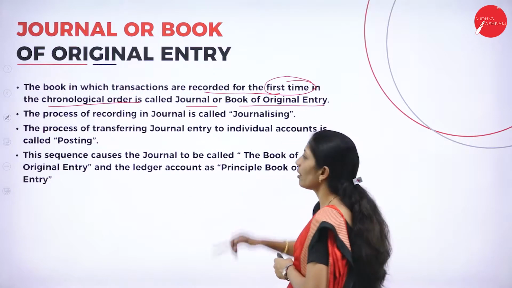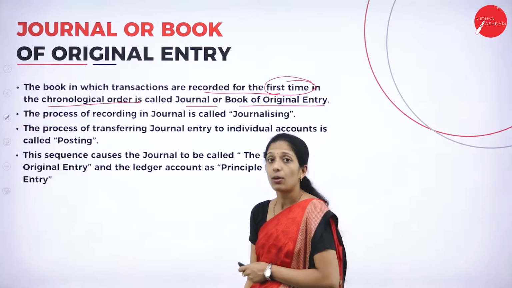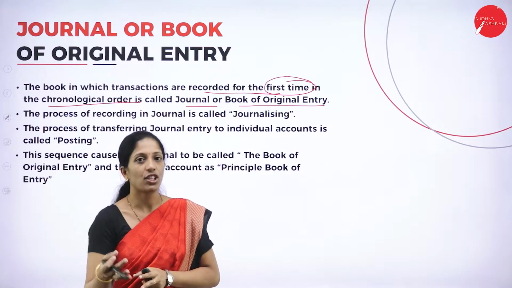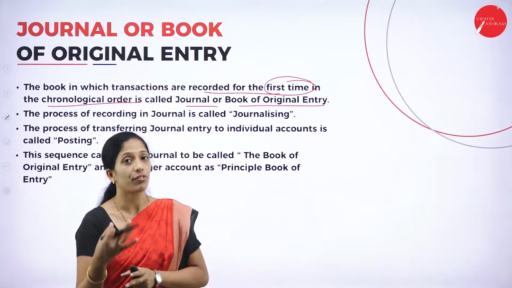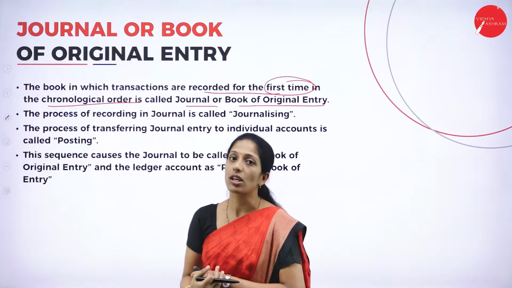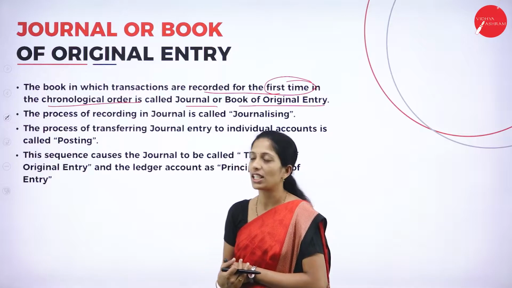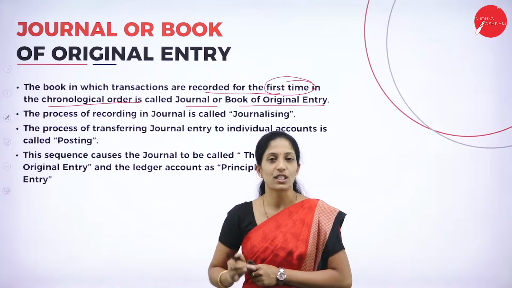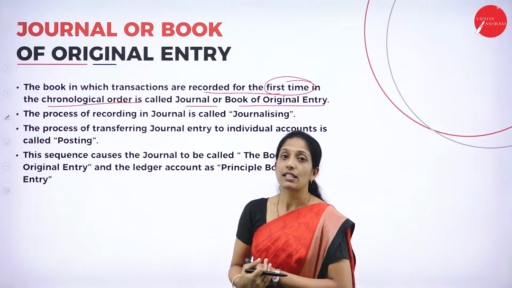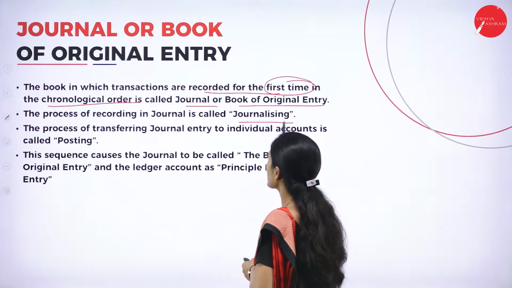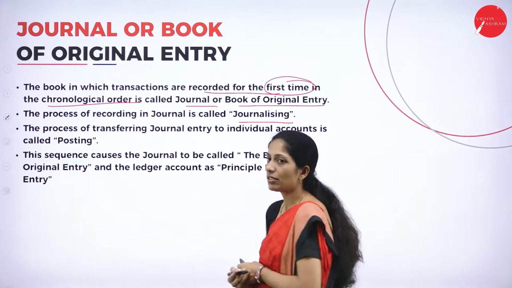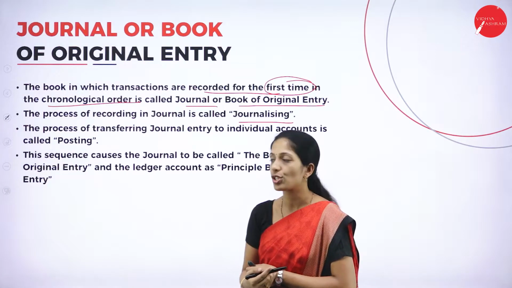Journal or book of original entry. Now what is journal or book of original entry? The book in which the transactions are recorded for the first time is called as journal or book of original entry. So that process of recording the transaction in that particular book, that is journal, is called as what? Journalizing. That is, the process of recording the transaction in journal is called as journalizing.